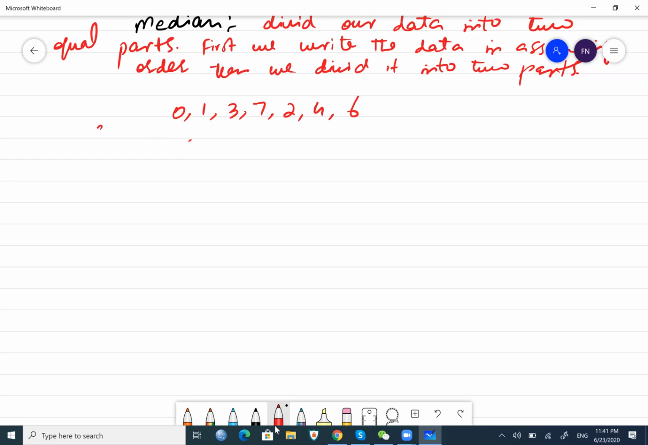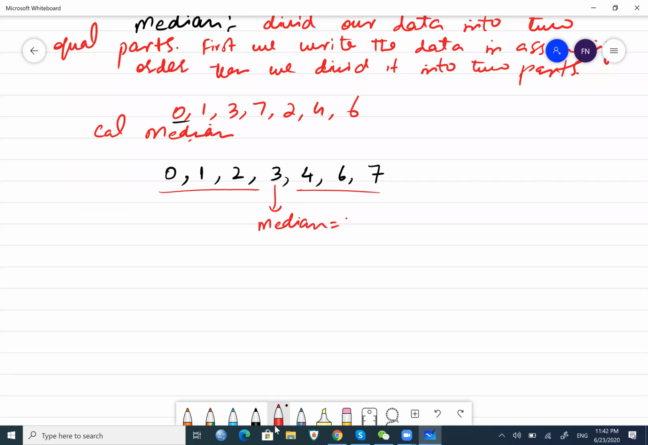So calculate the median. Median means midpoint. First of all, we arrange the data in ascending order. The smallest number is 0. Then we have 1. Then we have 2, 3, 4, 6, and 7. So I wrote this data in ascending order. Now we divide it into two equal parts. There are 7 numbers in total. 3 would be on the left side, 3 would be on the right side. So our median is 3. Is that clear? Yeah. So median is 3.